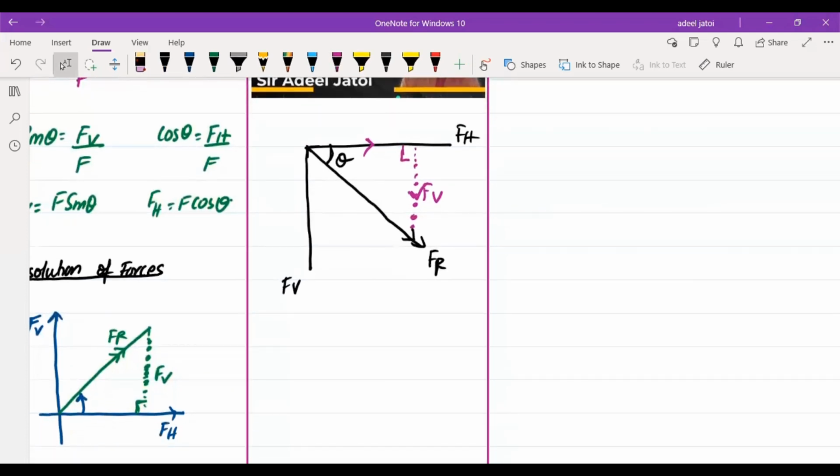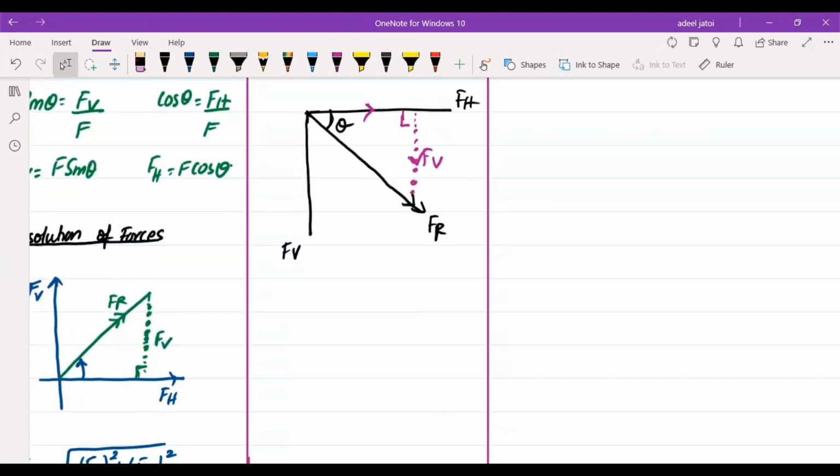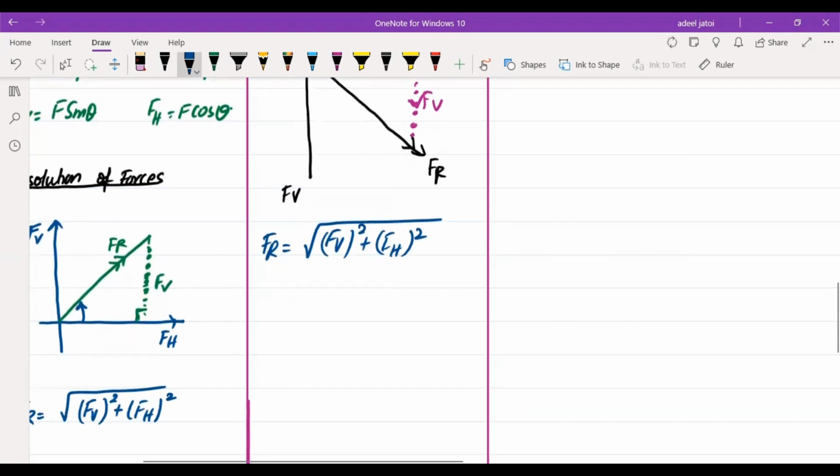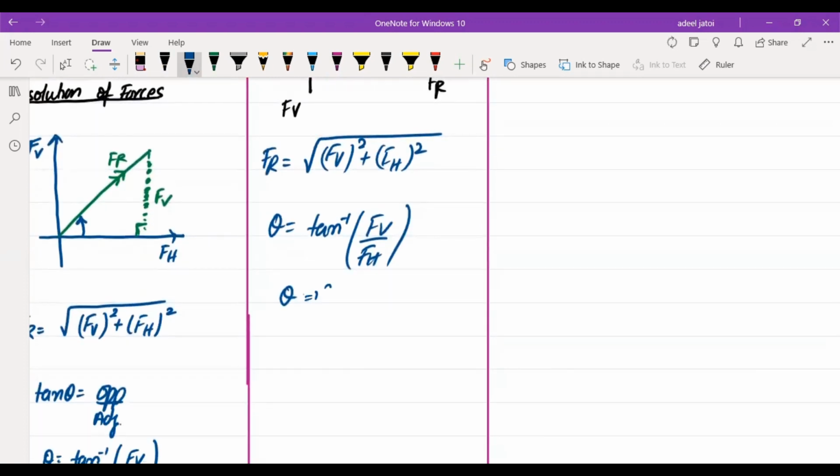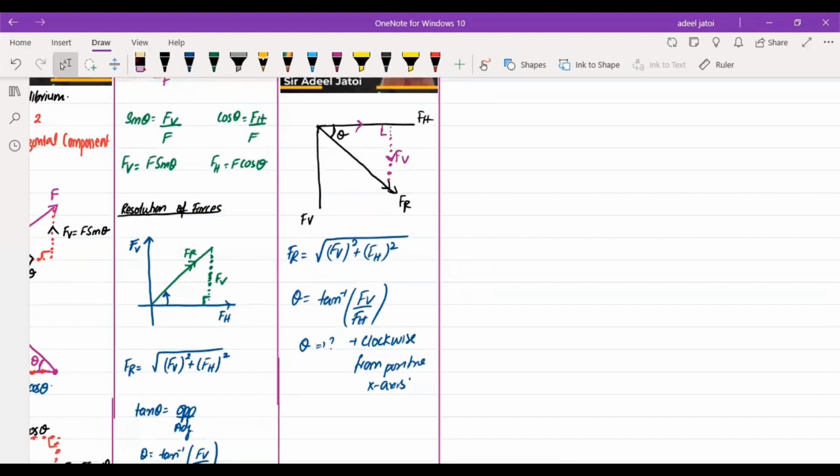So what is the basic difference? FR is going to be calculated the same way. That is, FR is equal to the square root of FV whole square plus FH whole square. And theta will be calculated the same way, tan inverse of FV upon FH. But whatever theta we get, it acts clockwise from the positive x-axis.